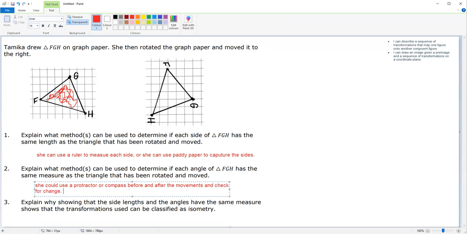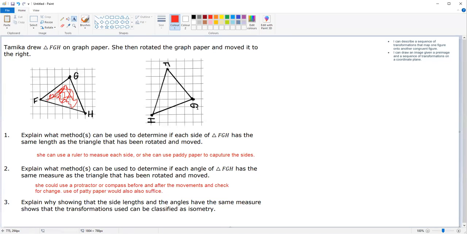Or you can use patty paper. You could record the image before, and then move it, and then record the image after. But again, it seems a little silly to me, since you're just moving it. Why would it change anything?